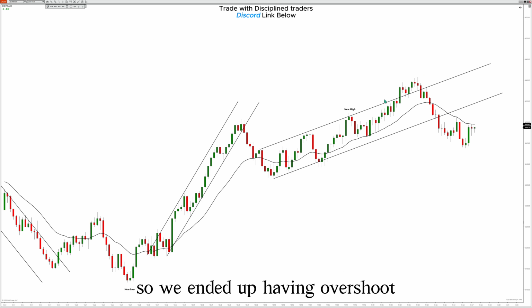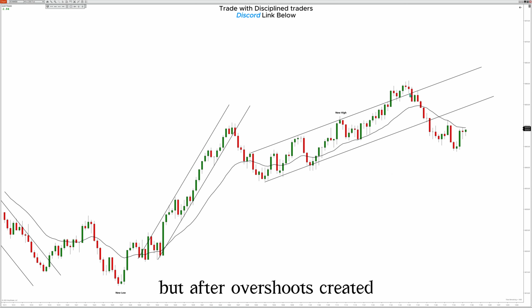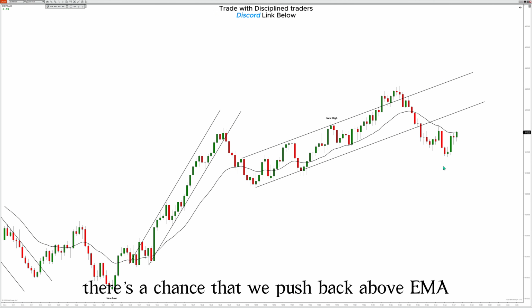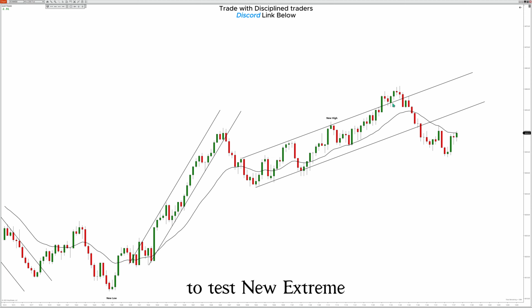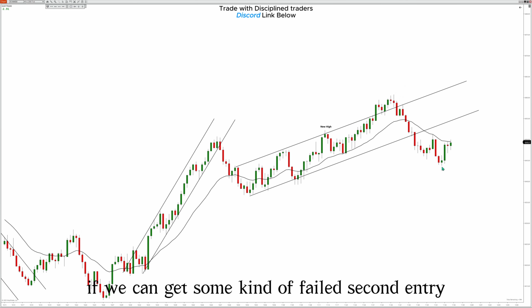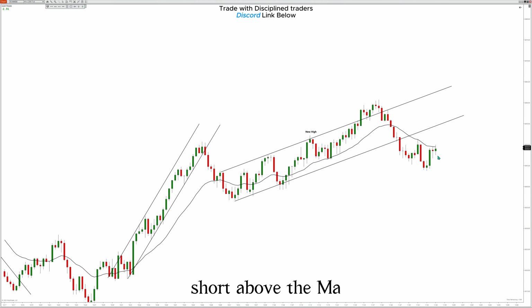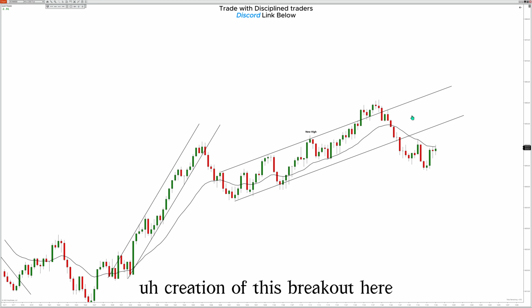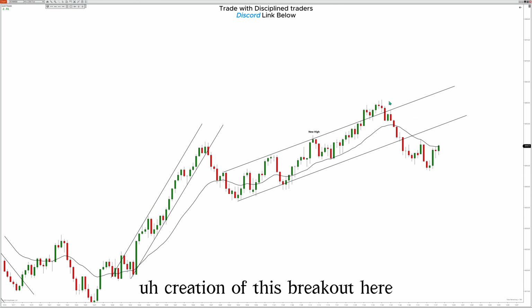So we ended up having overshoot of this spiking channel here. But after overshoot's created and we break through the other side of the channel, there's a chance that we push back above EMA to test new extreme, which would be a higher high than this high here. So if we can get some kind of failed second entry short above EMA, I can consider entering it to ride it to the new high creation of this breakout here.